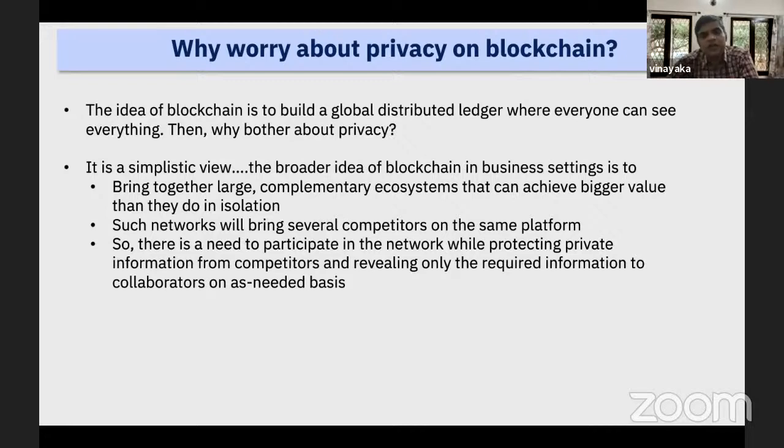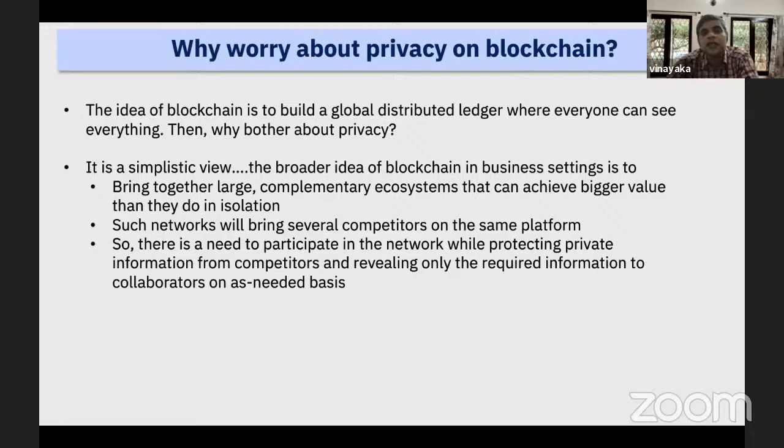And invariably, what happens when you build a network like that is that several competitors are on the same platform. Even in the simple example I took, there are two suppliers who are in some sense competitors to each other, and they are on the same platform. Therefore, there is a need to participate in the network while protecting private information from competitors. That is one, but that alone hinders the value of the network, right?